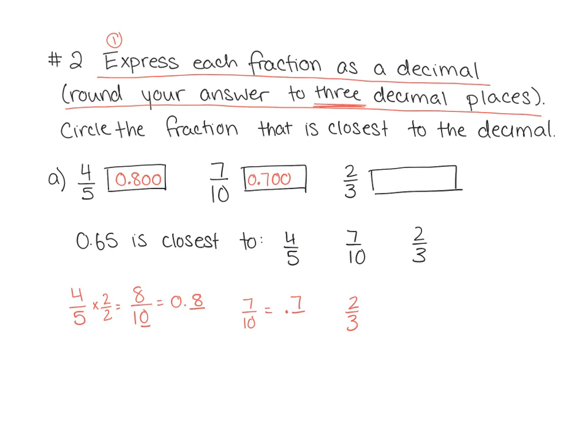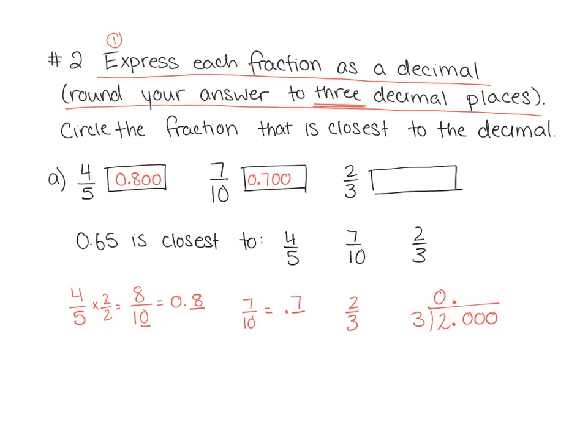2/3 is going to be a little bit trickier for us, because if we look at the number 3, I can't make that into a power of 10. 3 is not a factor of 10, 100, 1,000. It just doesn't work. So instead, I'm going to use long division. So 2 divided by 3, and remember they said that we're going to go to 3 decimal places. So I'm going to put 3 zeros so I know I can stop there.